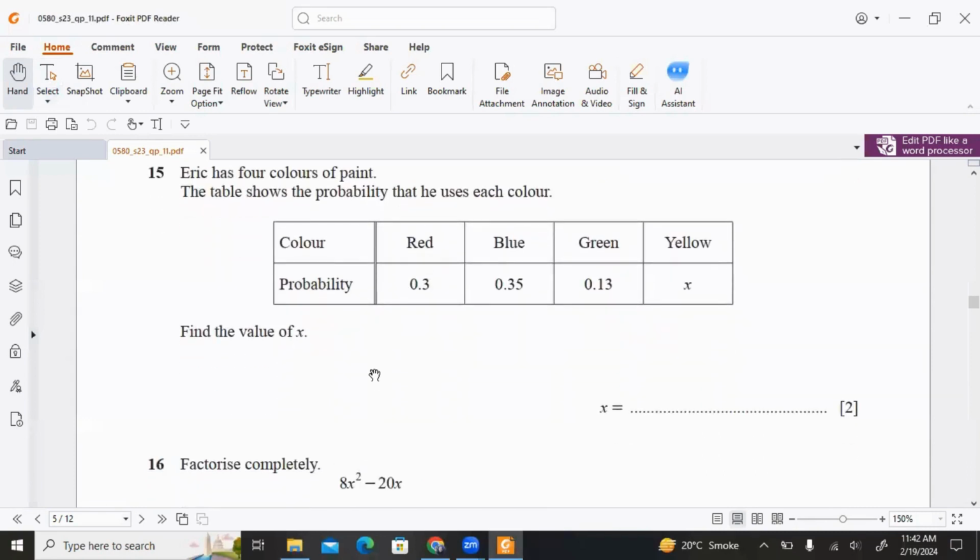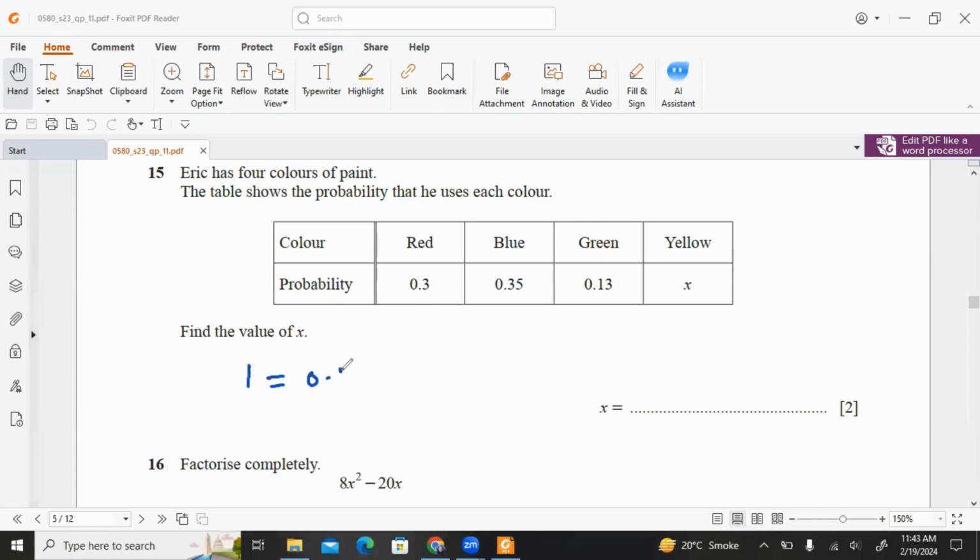Question 15 is from statistics and probability. It says Eric has 4 colors of paint. The table shows the probability that he uses each color. So we have the probability for red, which is 0.3, blue, which is 0.35, green 0.13, and yellow is unknown. So always remember that to find the value of any unknown probability, we add up all the probabilities and put it equal to 1. Why? Because the sum of probabilities for any event occurring cannot be greater than 1. It'll always be equal to 1 or less than 1. So our maximum value is 1.